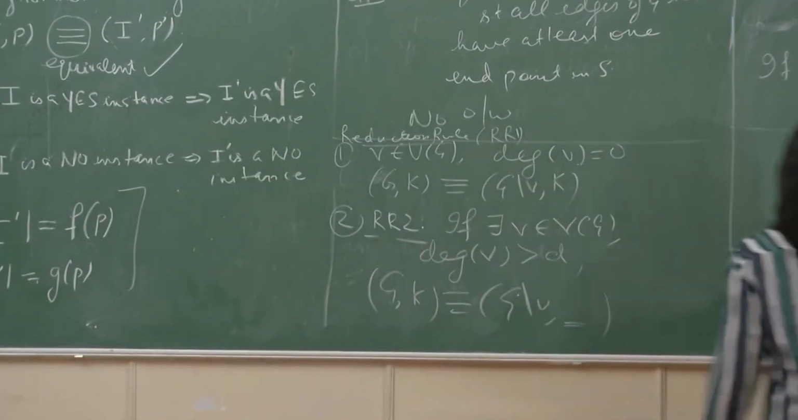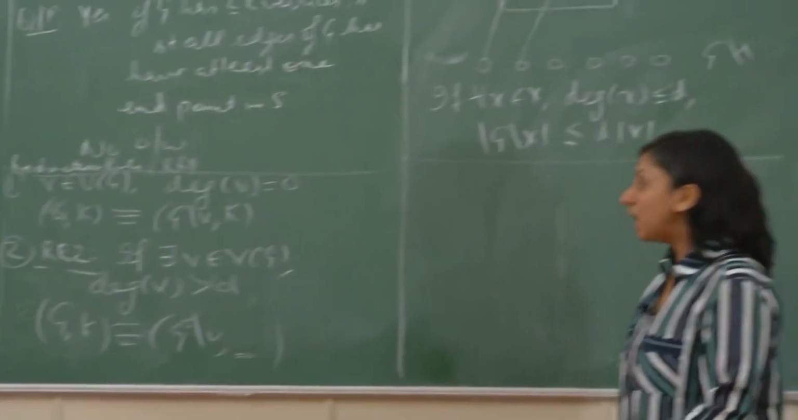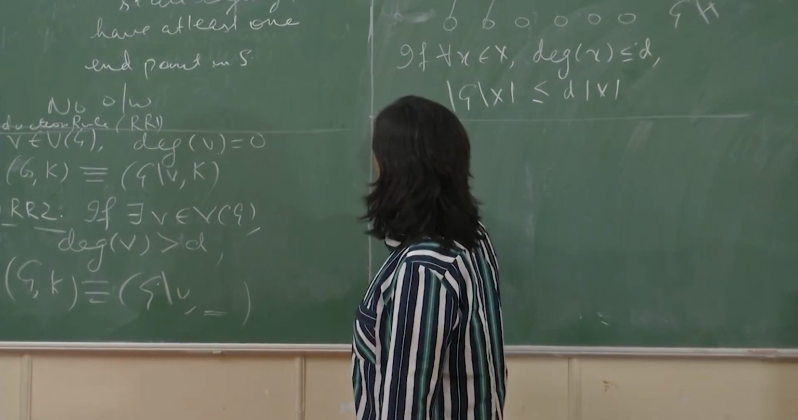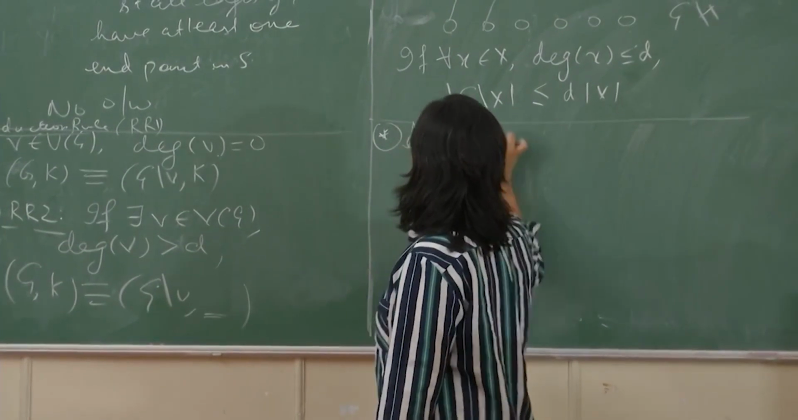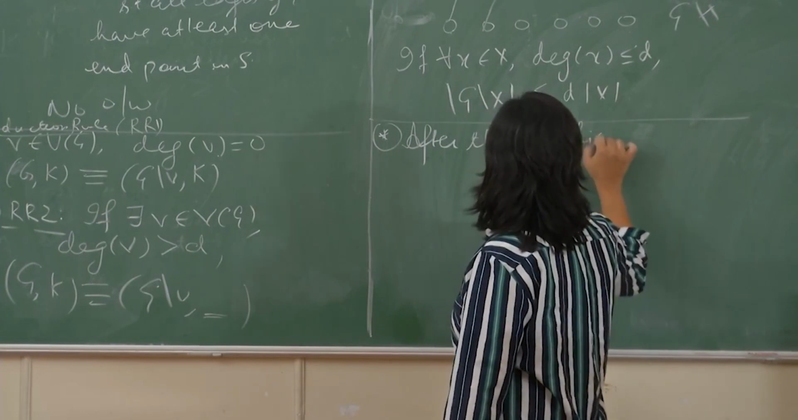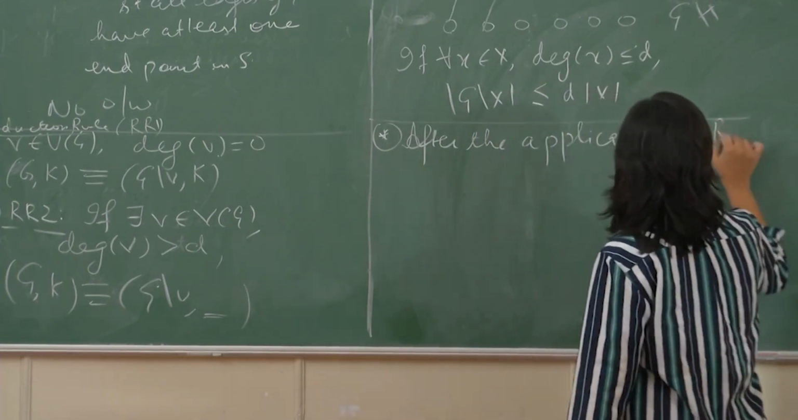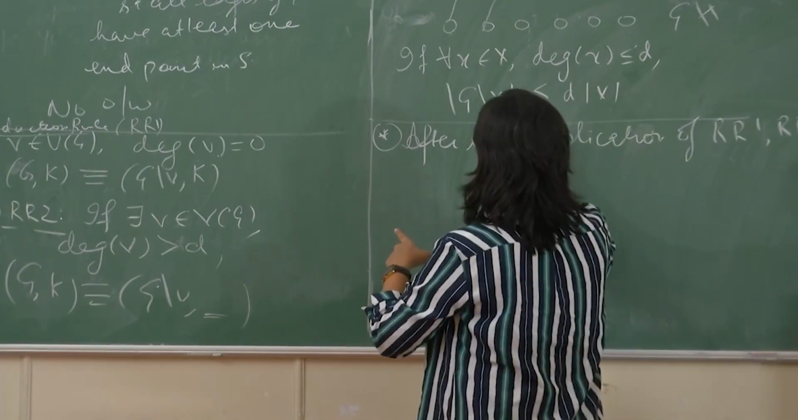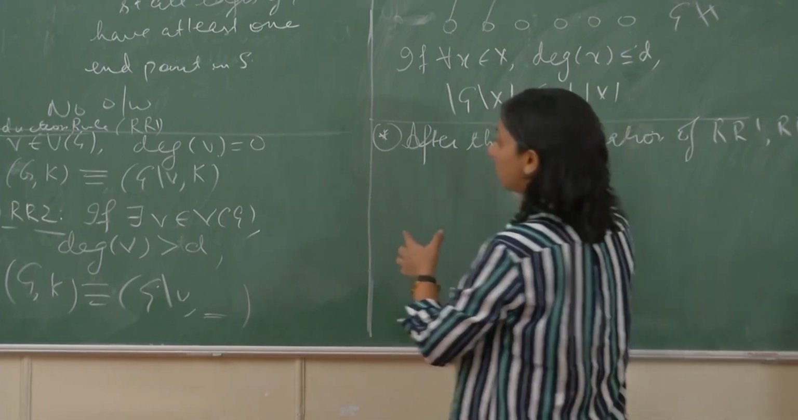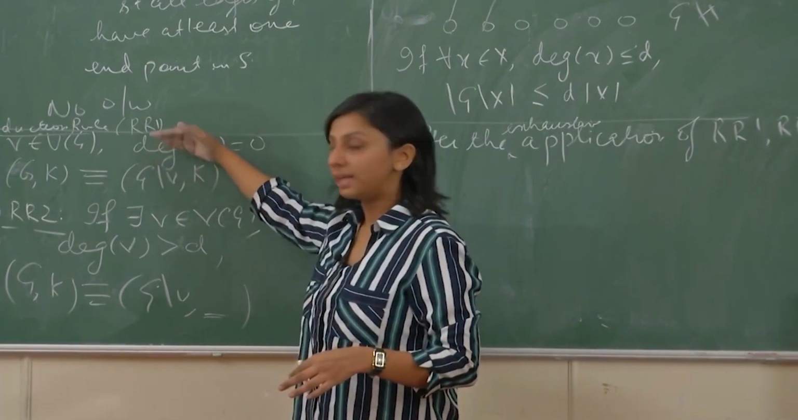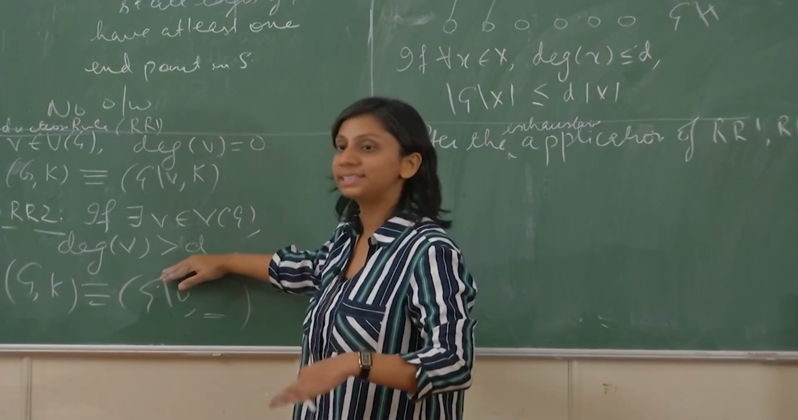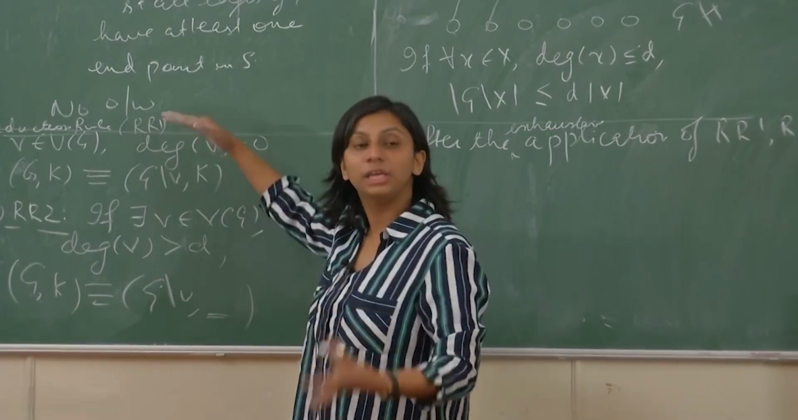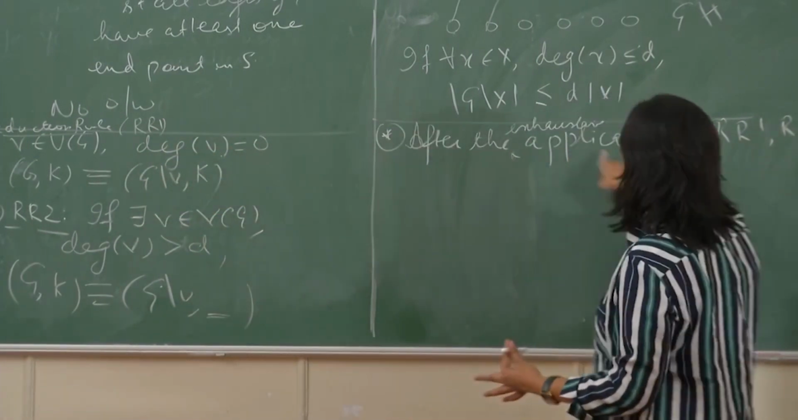Now, let's see. After the application of reduction rule 1 and reduction rule 2, when I say after the application, I actually mean after the exhaustive application. When you apply this rule and then apply that rule, you might get some new degree 0 vertices, and then you might have to apply this rule again. And you keep on doing it.